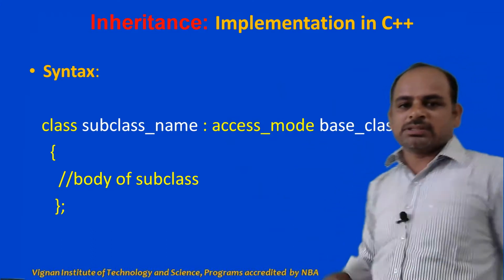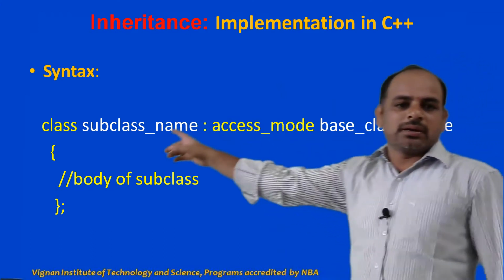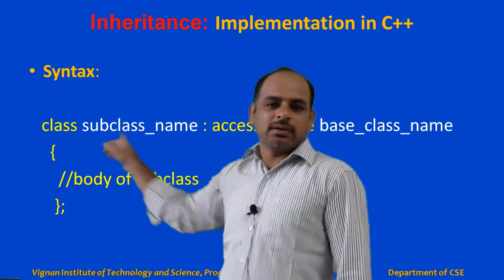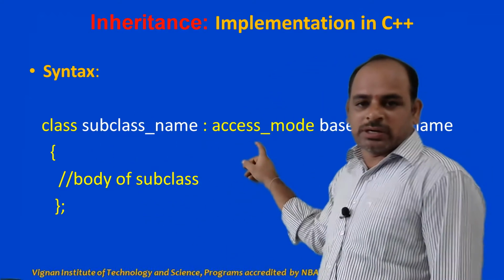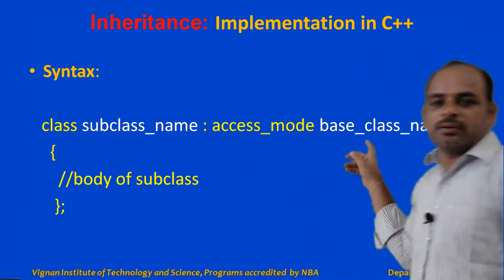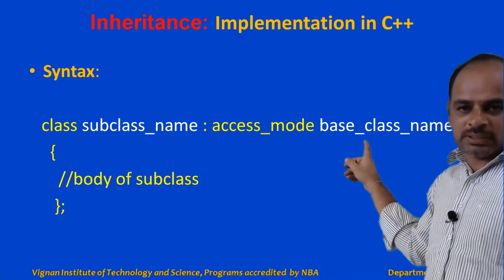If you go by the previous example, let's take class subclass name as car. For access mode, let's take public here, and the base class name is vehicle, right?